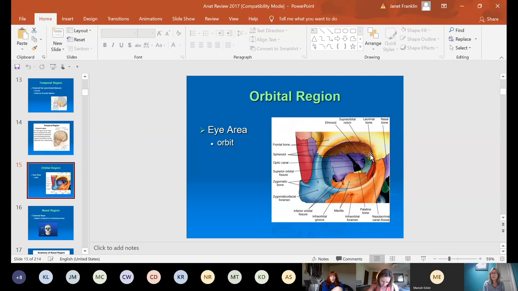Within the eye, it's a very complicated structure. It's got a lot of bones that meet to form the eyes. Your zygomatic bone forms the lateral, or outer, border. And then the medial, or inner, border of the orbit is formed by several smaller bones. You've got your lacrimal bone and your ethmoid bone. These are just tiny bones that meet to form the inner part of the orbit area.